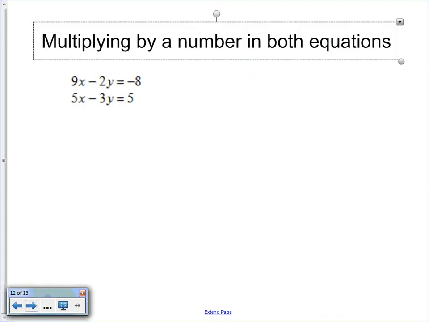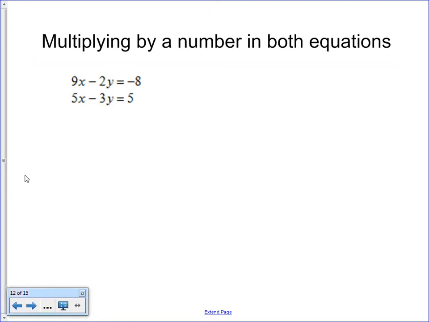So the last type of problem that I'm going to talk about are systems where you actually need to multiply both of the equations by a number to get it to eliminate. These can be kind of tricky. But if we look at, let's say, the x terms, is there a number, of course there is, that you can use that is a multiple of 9 and 5? Okay, so you could use 9 times 5, which will give you 45.